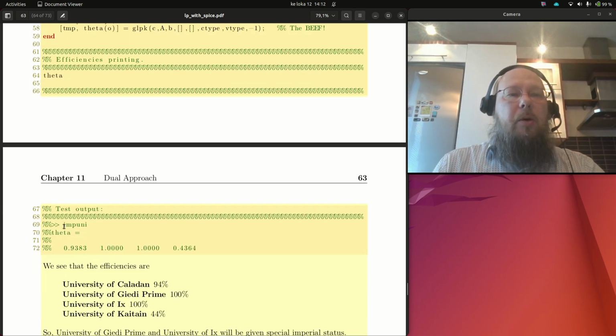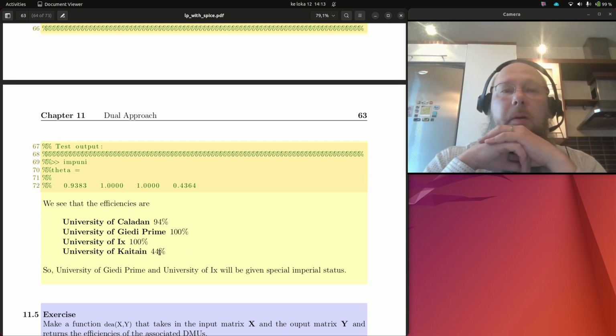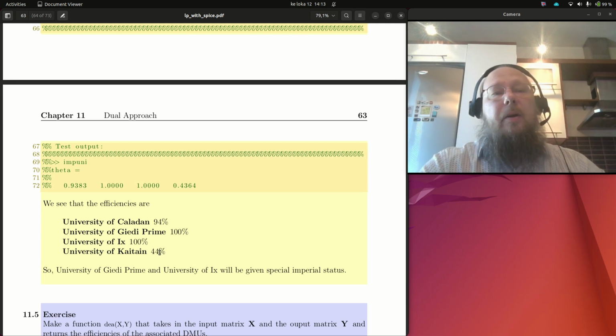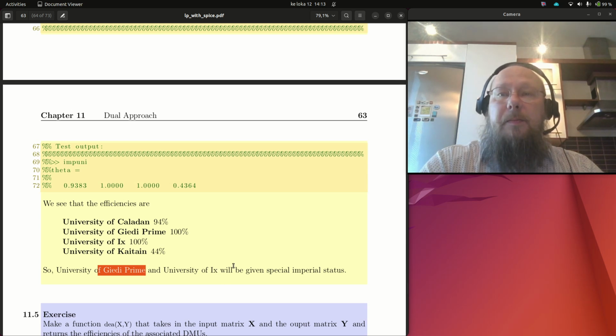So here is a test output. You call test imp_uni just without .m, and then it will give you theta is 94%, 100%, 100%, 44%. So we read there that University Caledon is 94% efficient, University of Giedi Prime is 100% efficient, so is University of X, and University of Kaitain is 44% efficient. So Giedi Prime and X will get the special imperial status. So that was the solution of the Imperial Universities problem.